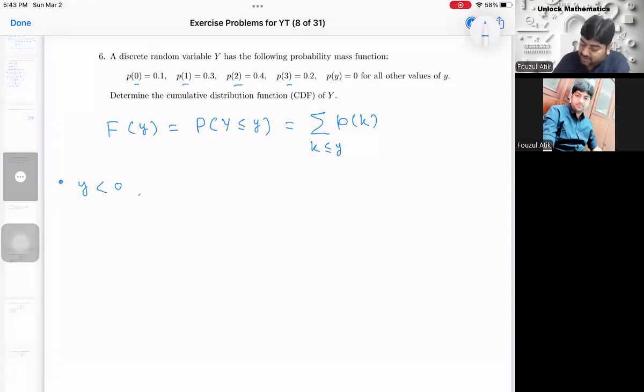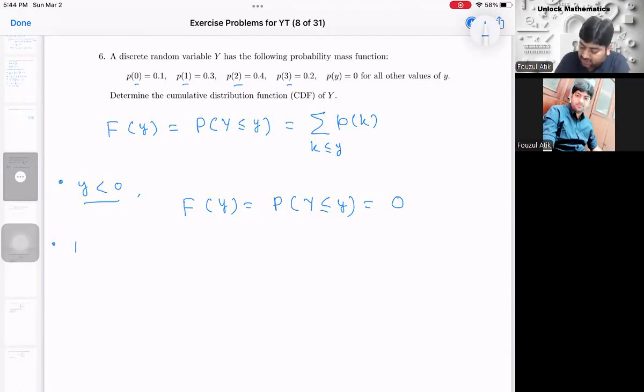Then what will happen? In this case, F of y means the probability that Y is less than or equal to this y value. Whenever y is less than 0, I'll write it as small y only, there is no such p value whose value is positive, so therefore this value is 0. Clear?